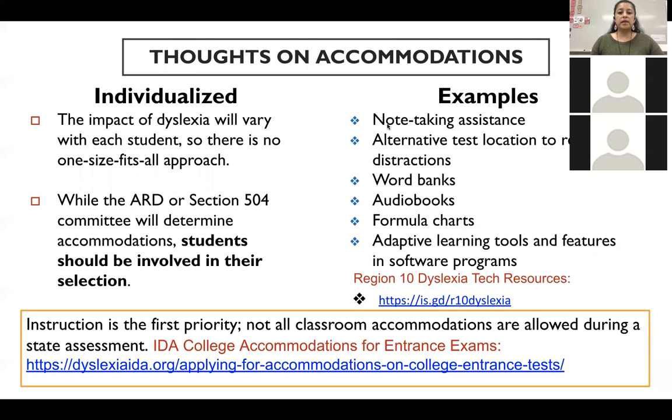Examples of instructional accommodations are note-taking assistance for those who have trouble writing and keeping up, and alternative test locations to reduce distractions. They might not be in the classroom, they might be in a smaller group during testing. There are also word banks, audio books, formula charts, and adaptive learning tools and features in software programs. And there are other parts on here that I will share with y'all later.